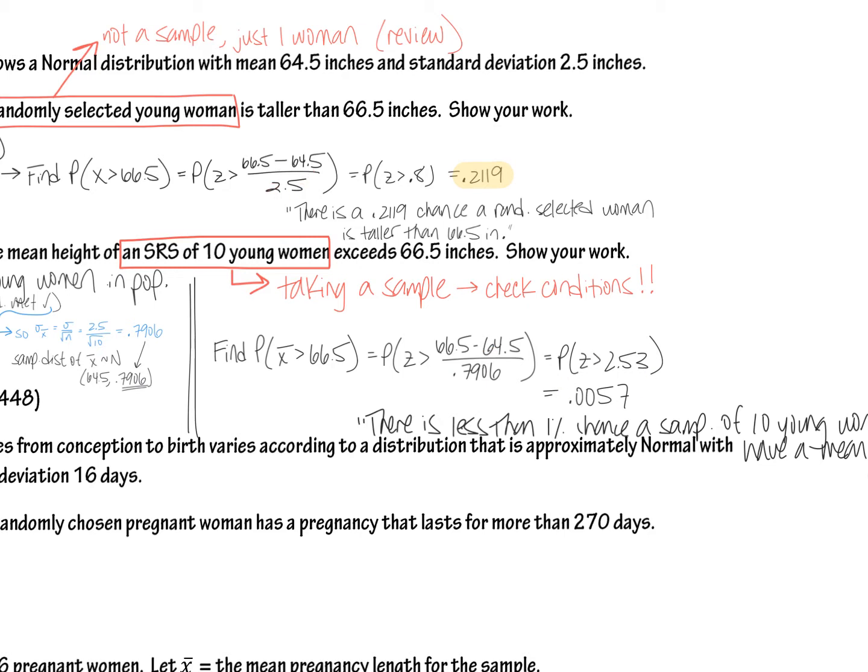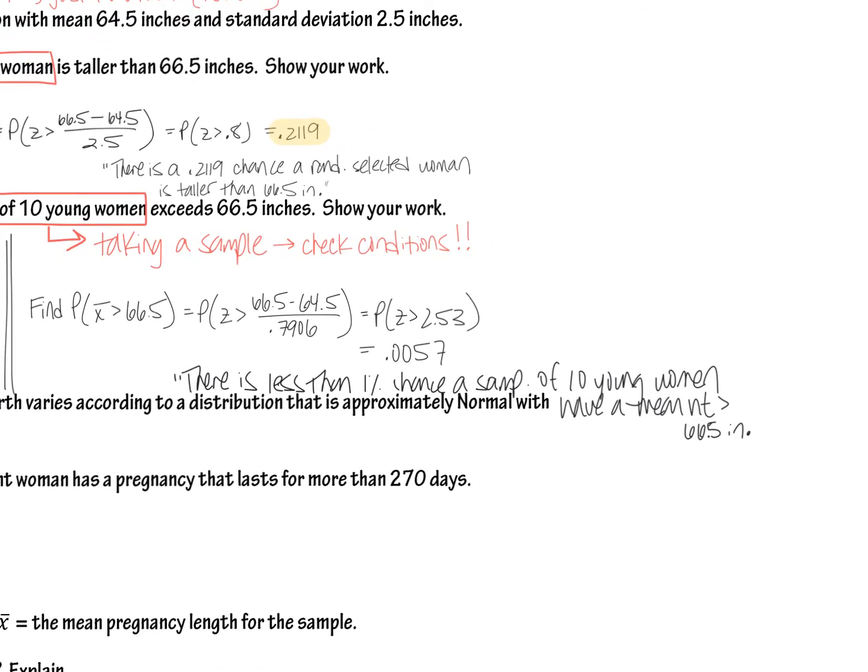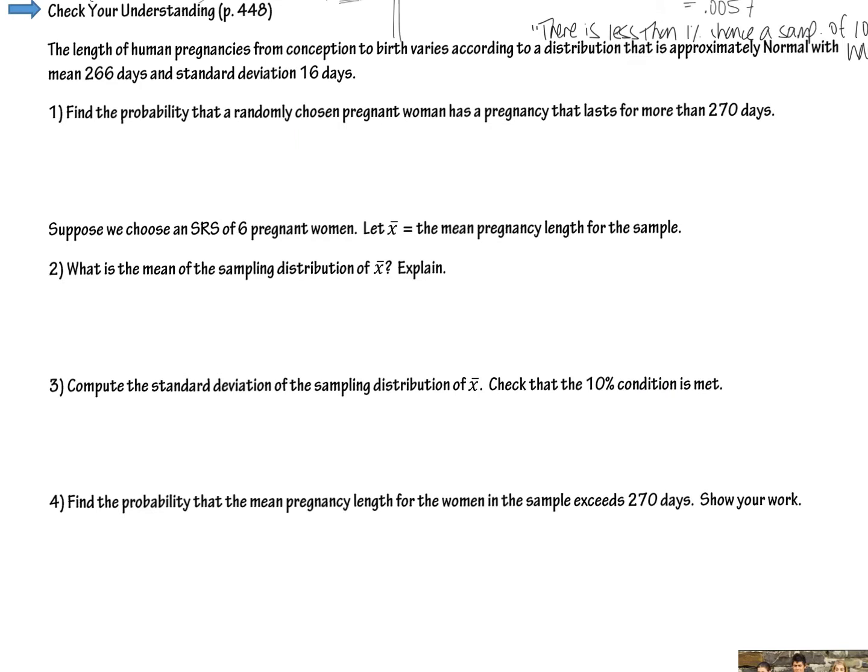That gives us less than 1% chance. So my interpretation there, just make sure you got that. That means there's less than a 1% chance that a sample of 10 young women have a mean height greater than 66.5 inches. Okay, next question, ironically enough, is about pregnant women.